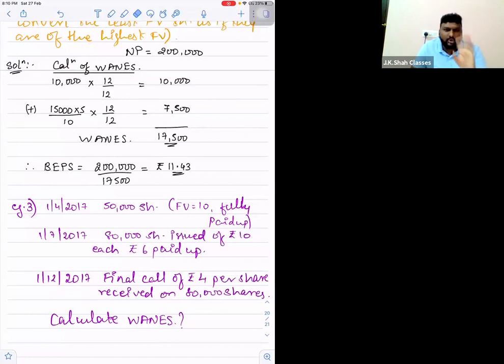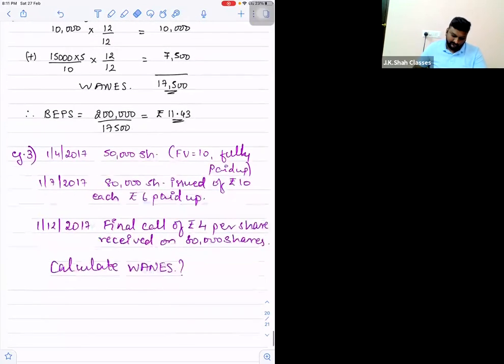And sir, trust me, no investor is willing to invest in a company with a lower EPS. So always show the higher EPS. At the end of the day, your total net profit is going to remain the same, 2 lakhs only, whether you show EPS at 11.43 or at 5.17. So why show 5.17? Better you show 11.43. Okay, sir. Thanks.